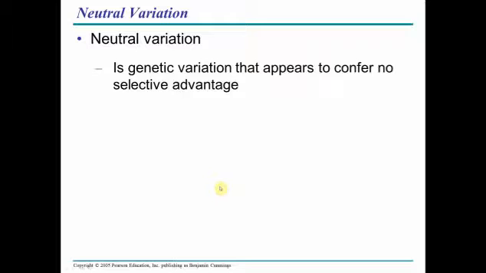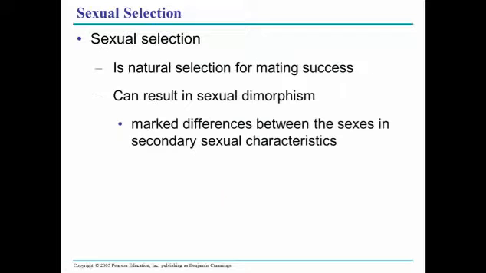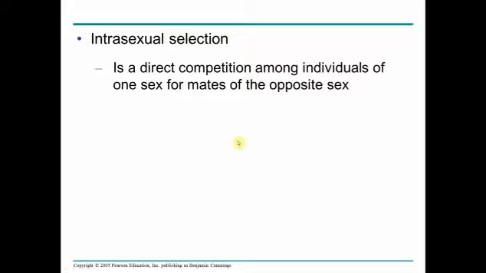Sometimes variations are neutral. They don't provide any advantage one over the other, so sometimes that can encourage balanced polymorphism as well. And then sexual selection is natural selection for mating success. Sometimes this can cause sexual dimorphism, which basically just means differences between the sexes, and these differences arise from secondary sex characteristics like hair growth or phenotypic traits like coloring and patterns and so on.